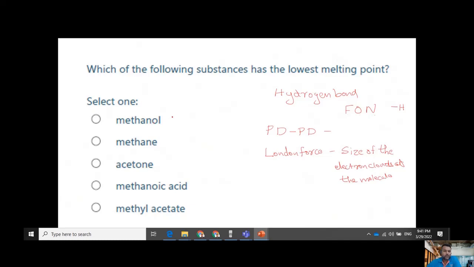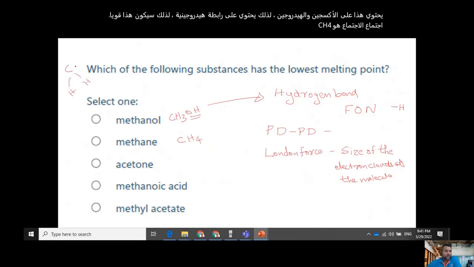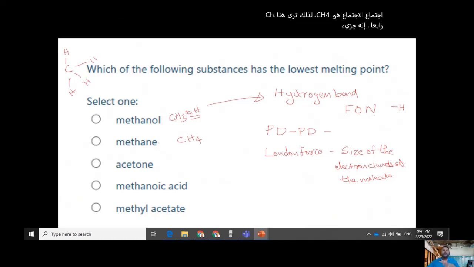Methanol is CH3OH, that has oxygen and hydrogen, so this has hydrogen bonding. So this will be strong. Methane is CH4. It's a non-polar molecule because its bond polarities get cancelled out because of the symmetry of the molecule.